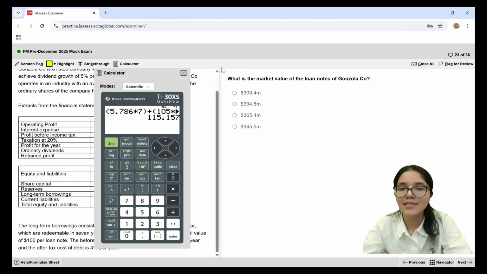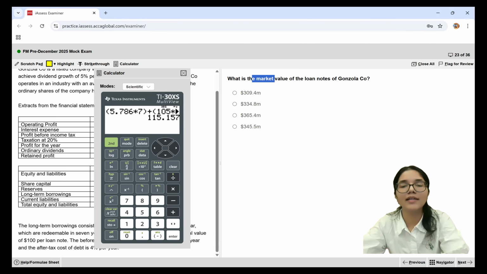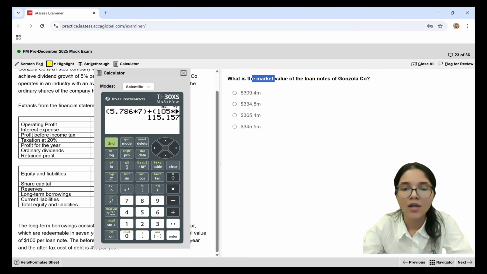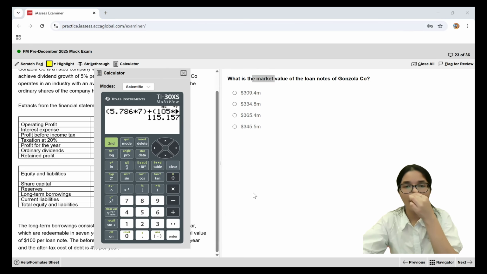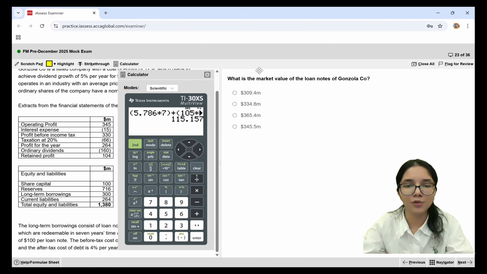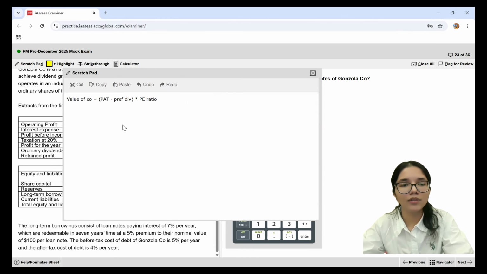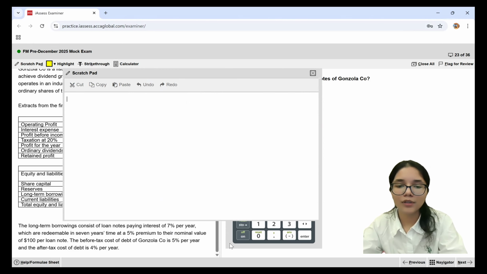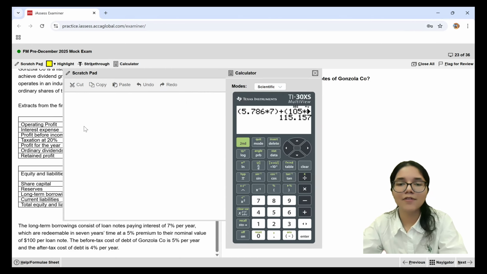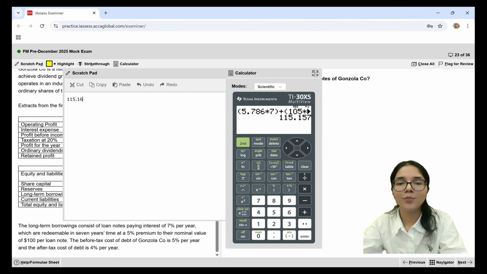So they are asking me the total market value of the loan notes. Here I have calculated the value of one loan note. Now if I want to find it out for all of the loan notes, I just need to multiply it with the number of loan notes. How can I get to know what is the number of loan notes? I can note down the per loan note value over here. Per loan note, if I consider, it's roughly 115.16 in 2 decimal places.